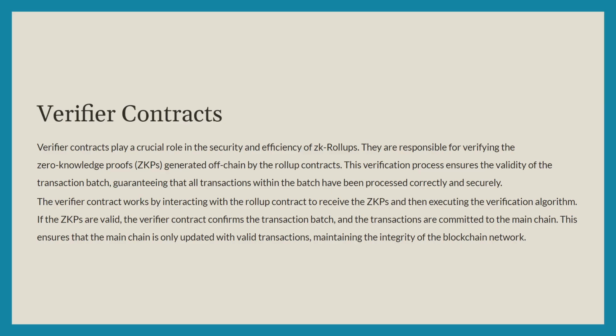The verifier contract works by interacting with the rollup contract to receive the ZKPs and then executing the verification algorithm. If it is valid, the verifier contract confirms the transaction batch and the transactions are committed to the main chain. This ensures that the main chain is only updated with valid transactions, maintaining the integrity of the blockchain network.